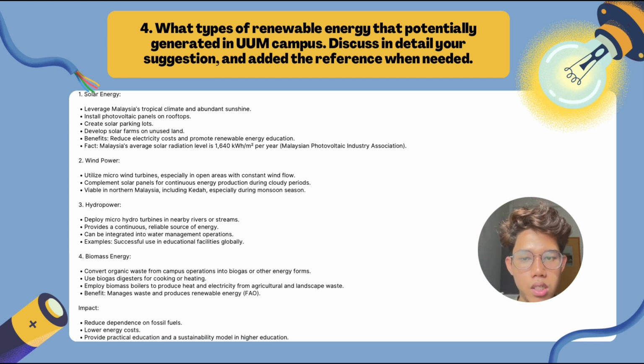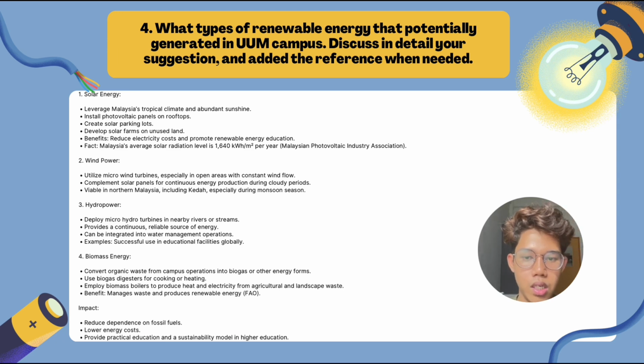The first one is solar energy. Leverage Malaysia's tropical climate and abundant sunshine. Install photovoltaic panels on rooftops. Create solar parking lots. Develop solar farms on unused land. The benefits are reduced electricity costs and promoting renewable energy education. The fact: Malaysia's average solar radiation level is 1,640 kWh per square meter per year, based on the Malaysian Photovoltaic Industry Association.